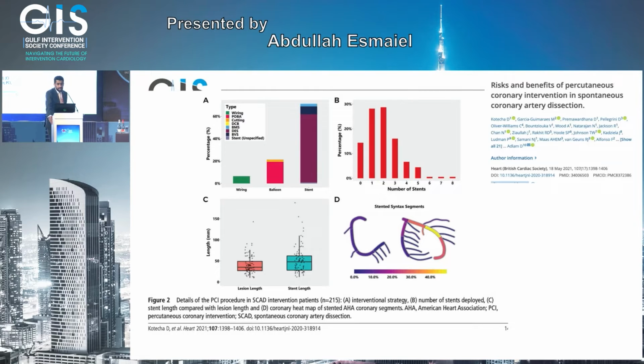This paper looked at the SCAD patients that underwent PCI. Most of them ended up with stenting. Some of them also had cutting balloon, 1 or 2 stents in most of the patients, and the most affected segment, or stented segment, I should say, is the LAD.